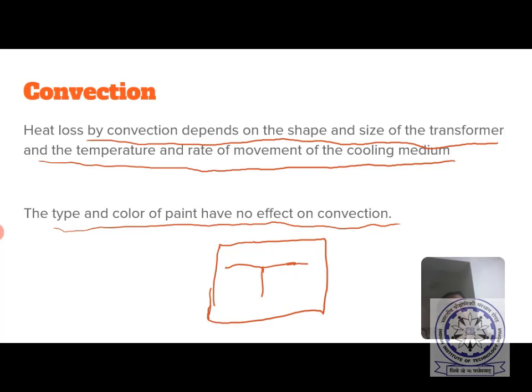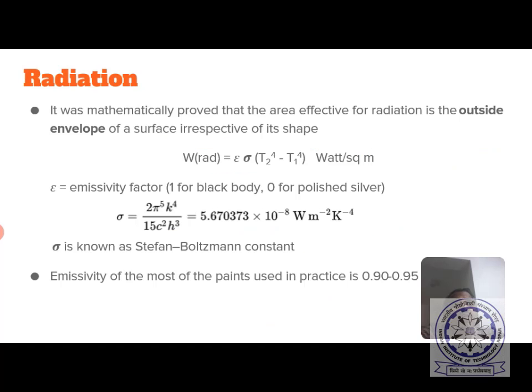So this is the transformer, and here the oil will be there. These are windings. Most of the conduction process will take place within the windings and core, and then that will be transferred to the oil. In oil, it will be through convection, and from the oil to the outer tank again a small conduction will be there, and then on the outer surface radiation will be there, or the cooling mechanism. So the type and color of the paint have no effect on convection.